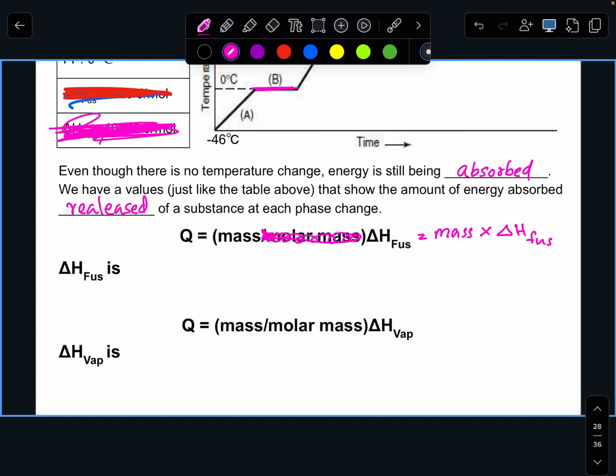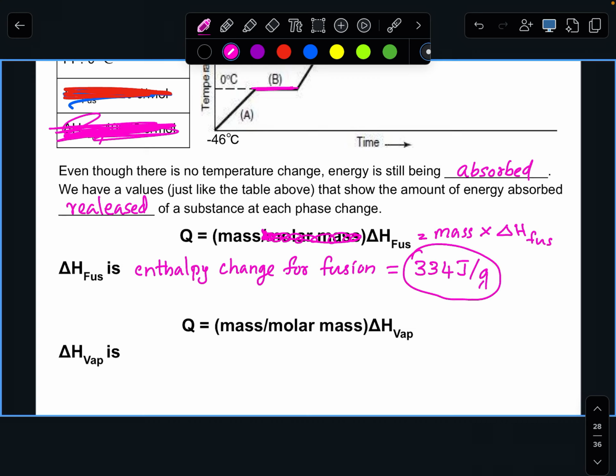Where delta H is the enthalpy change for fusion. If it is ice, the value is 334 joule per gram. Again, it is on your formula sheet. Okay. One more time, fusion means what to what? It is an interchange between solid to liquid. That is called fusion. Melting, freezing, all other terminology you can use.